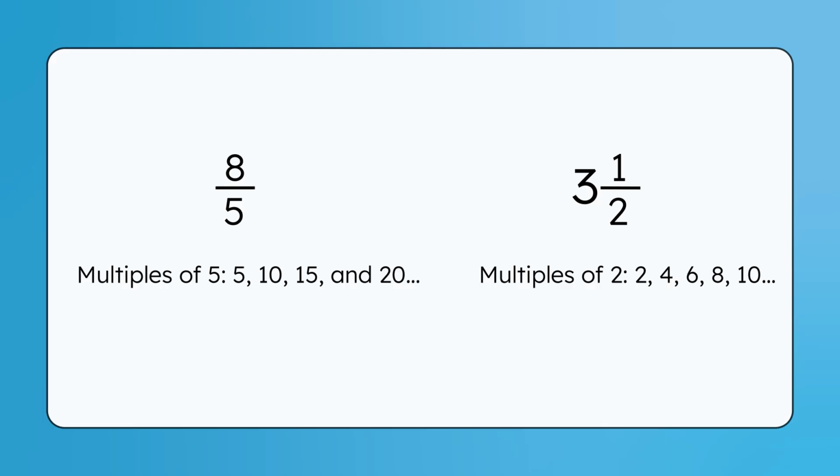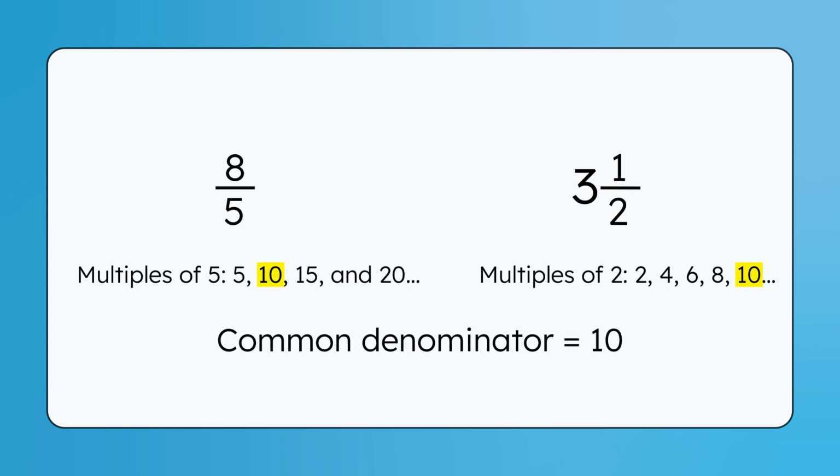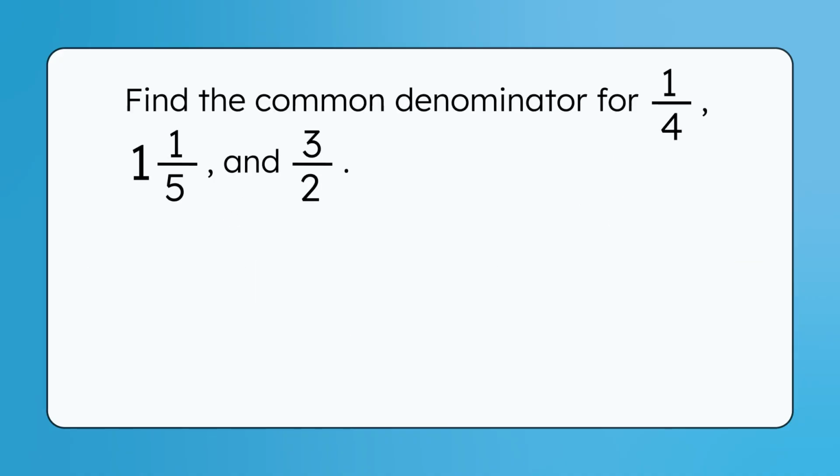Okay, so what's the lowest match? 10. So the common denominator for 8/5 and 3 1/2 is 10. Your turn. Pause the video here to find a common denominator for these fractions that we simplified earlier in your guided notes.